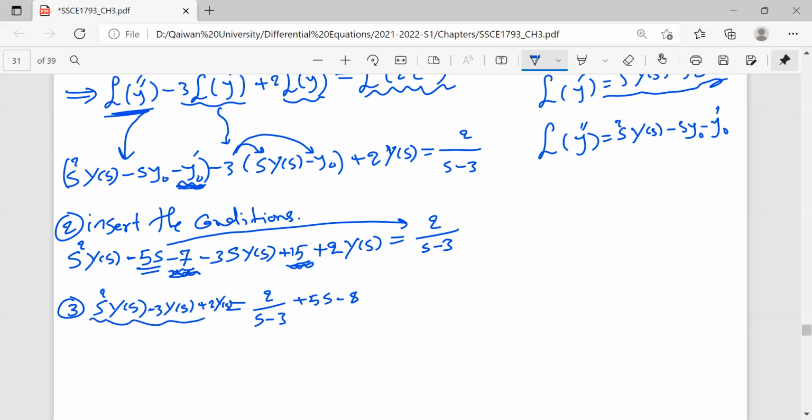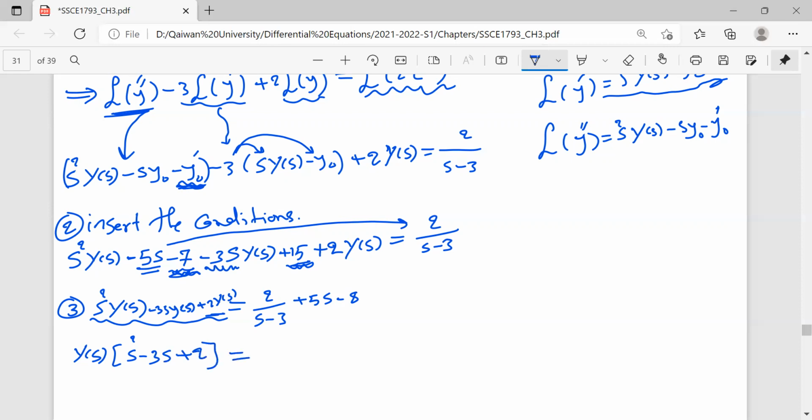Now, between these 3 terms, the common factor is y of s. We take it as the common. We get y of s times what's left: s squared minus 3s plus 2. Here, minus 3 s y of s and 2 y of s, I'm just going to simplify it. It's s squared minus 3s plus 2.